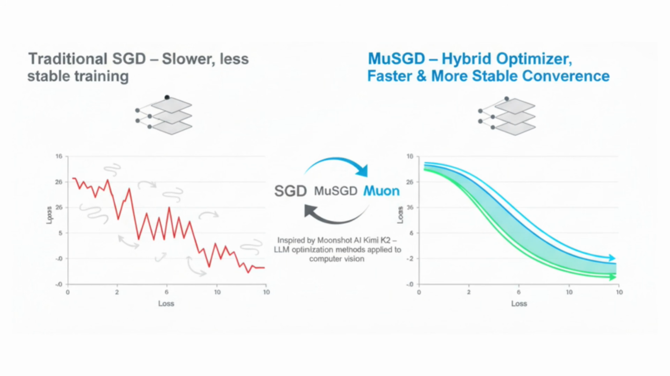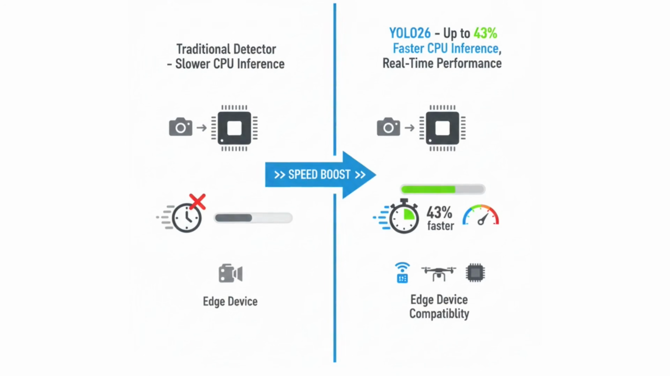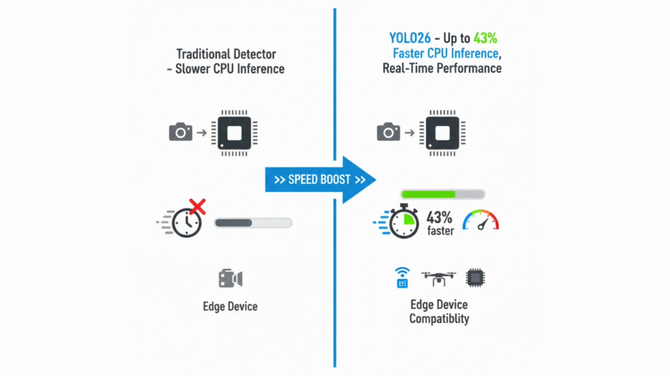And all of these changes lead to a very practical outcome: up to 43% faster CPU inference, enabling real-time performance even on devices without GPUs.